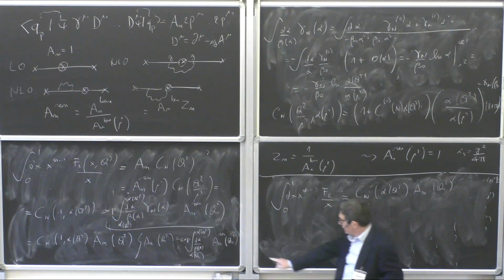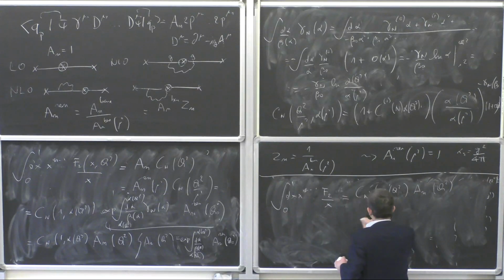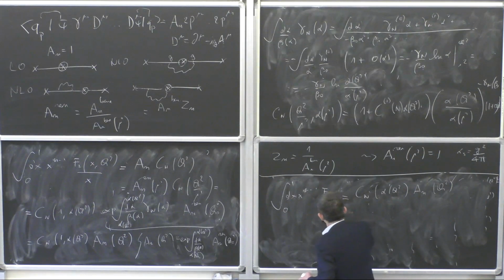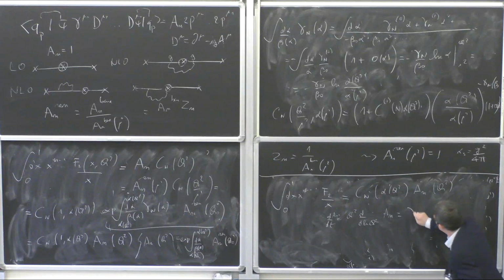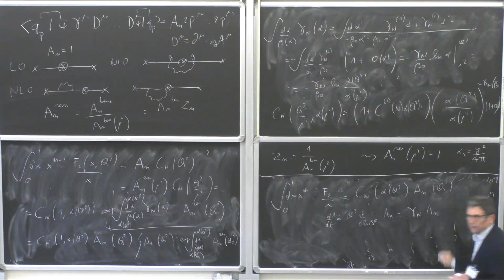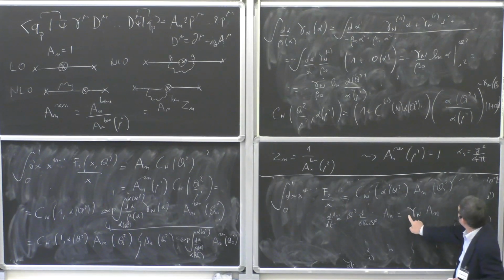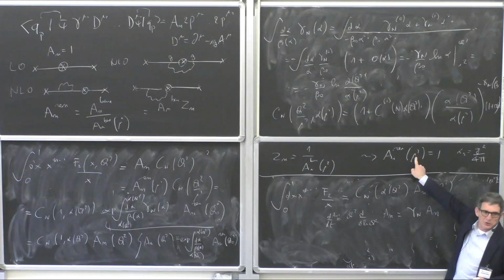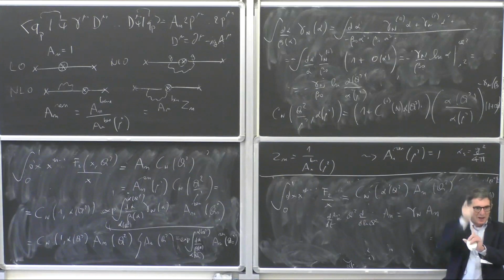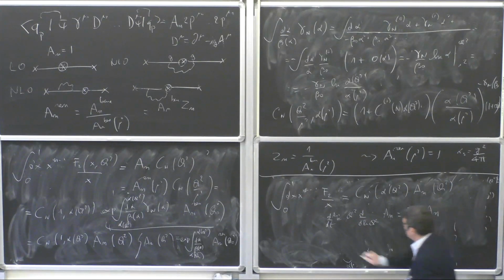How? Well, through this equation, which means that d by dt, which was, remember, Q squared d by d log Q squared, of A_n is equal to gamma_n times A_n. Notice that there is a plus sign here because there was a minus sign when I took the dependence on mu squared, but now this is a dependence on the upper scale, so there's another minus sign.